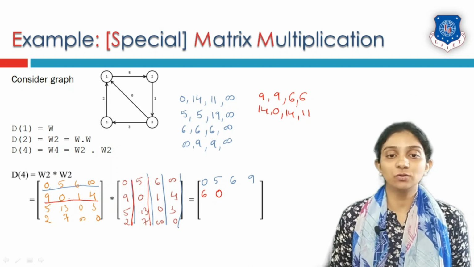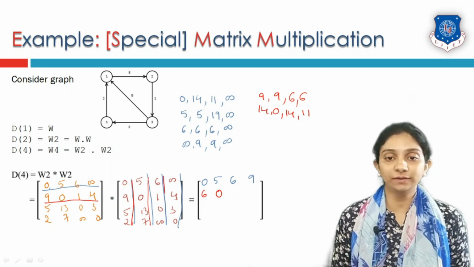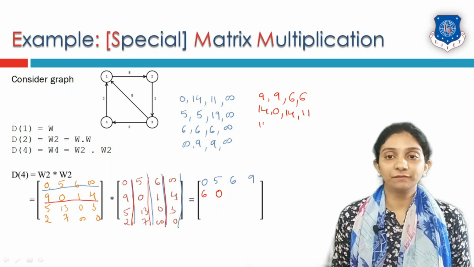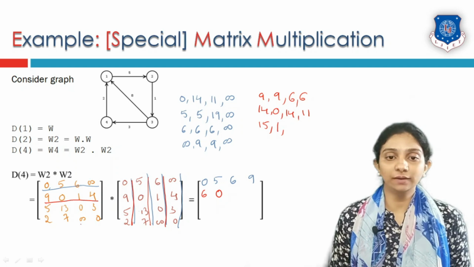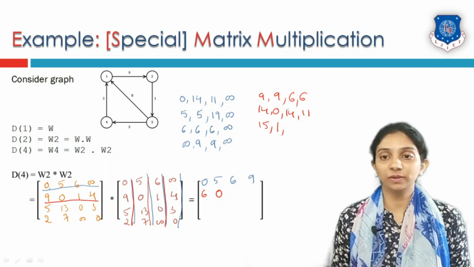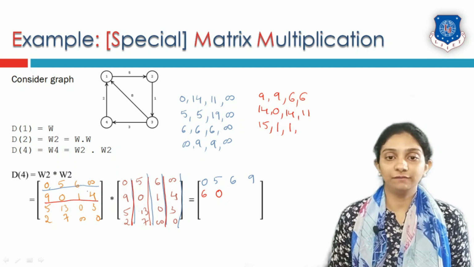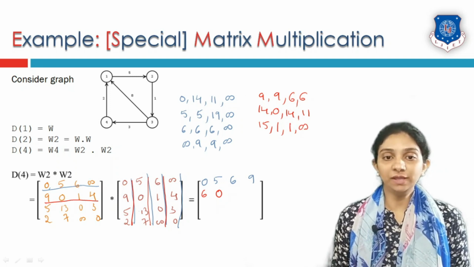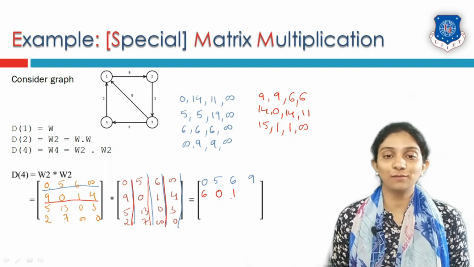For the third value, we work with second row and third column. 9 plus 6 is equal to 15. 0 plus 1 is equal to 1. 1 plus 0 is equal to 1 and 4 plus infinity is equal to infinity. Minimum value out of these is 1.